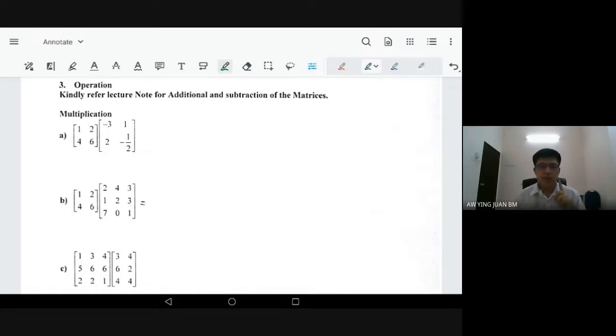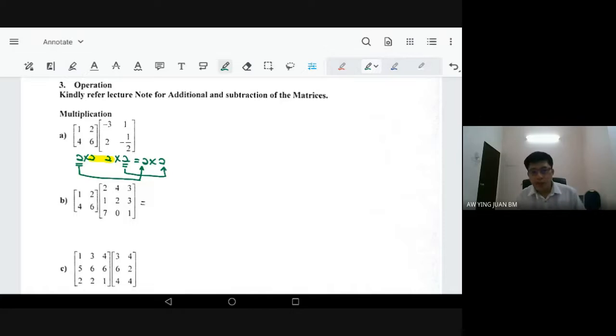Yang pertama, mesti faham order. Yang kedua, mesti faham entry. So, order 2 by 2. Matrix yang di belakang, order 2 by 2. Syarat dia mesti matching. Kalau tak matching, automatik tak boleh multiply. So, bila dia dah matching, jawapan dia adalah rujuk kepada yang depan dengan yang belakang. So, jawapan saya adalah 2 by 2. Ini dia.